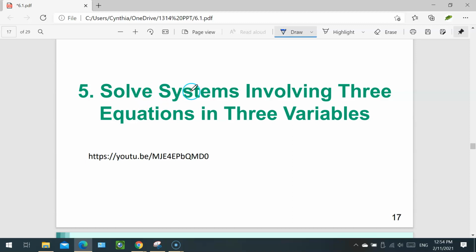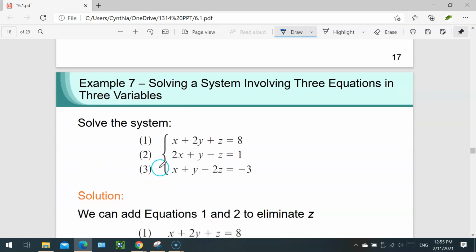What if we have 3 unknown variables? With 3 unknown variables, we need at least 3 linear equations to solve it. So you will see the style of the question like this. On each equation, you will have the 3 unknown variables. Sometimes the equation only has 2 unknown variables, but you need at least 3 equations.